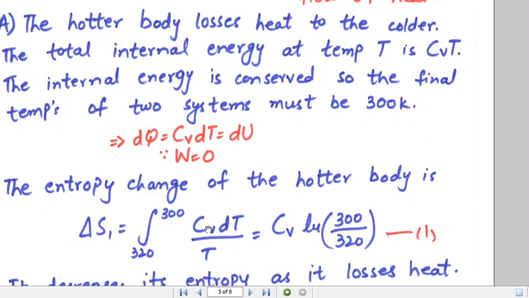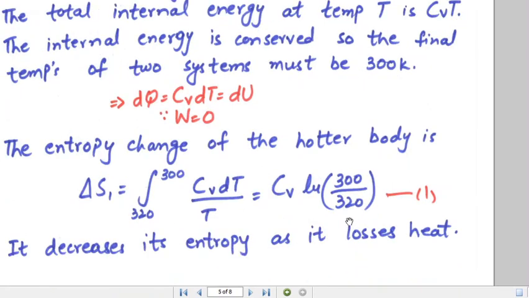So it means that dq is equal to Cv dT, and the initial temperature of this hotter object is 320 Kelvin, and when both these objects are combined, the final temperature is 300 Kelvin. So the change in entropy of this hotter object will be equal to Cv log of 300 by 320, and you will see that the entropy of this hotter object is decreasing.